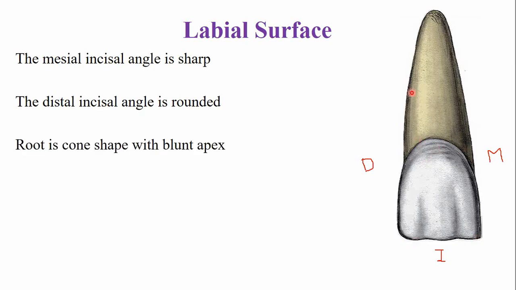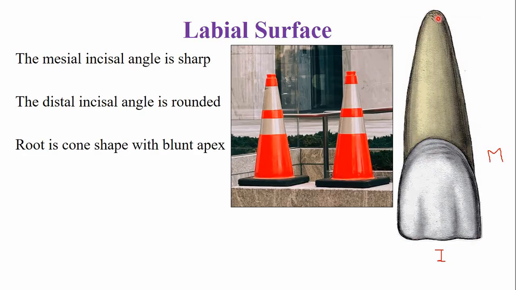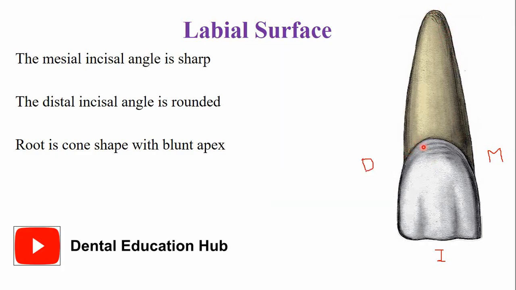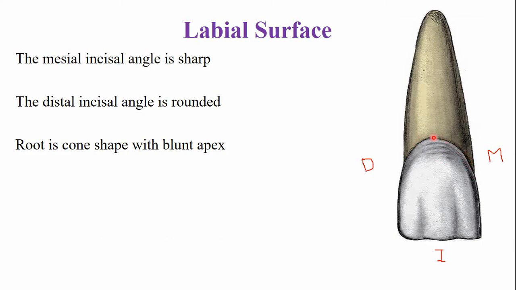The root of this tooth is cone shaped, a cone shaped root with a blunt apex. This line, which is present at the junction of the crown and the root, is known as the cervical line. The cervical line has a semicircular outline. So this is the cervical line, and I have already mentioned that it has a semicircular outline.